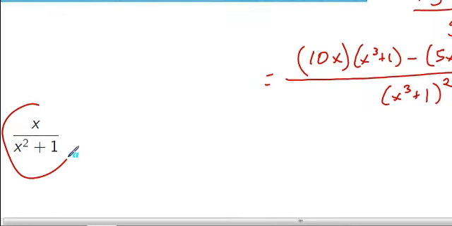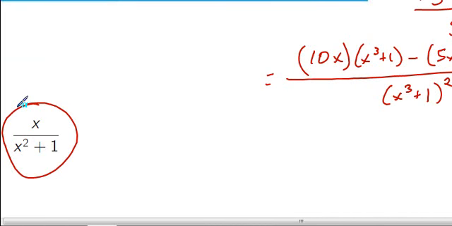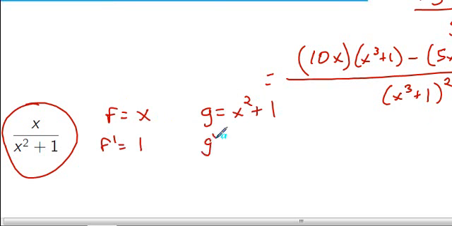Here I got x over x squared plus 1. So the top piece has to be x, the top function always has to be f. My bottom function is x squared plus 1. F prime in this case is going to be 1, and g prime is going to be 2x, and obviously plus 0. Piece it together using my nice little anagram there.